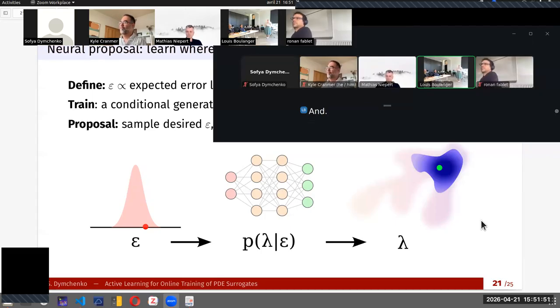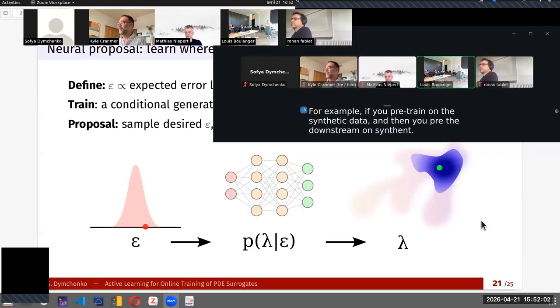And then for the downstream task, for example, if you pre-train on the synthetic data and then you do the downstream on synthetic data again, but just for some harder system or for a different task, then you can also try to choose the data there. I mean, why not? I think that's a good idea since you have this choice of whatever data to create.